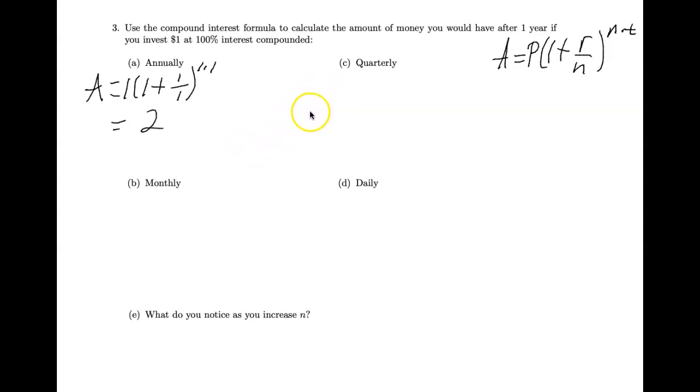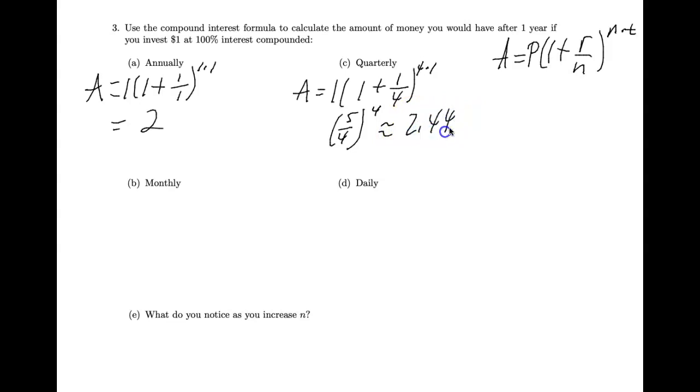When n is 4, A equals 1 times 1 plus 1 over 4 to the 4 times 1. So we'll get 5/4 to the 4th. I'll need to use my calculator. And I get 2.4, and I'm going to write some more decimals, 1406.